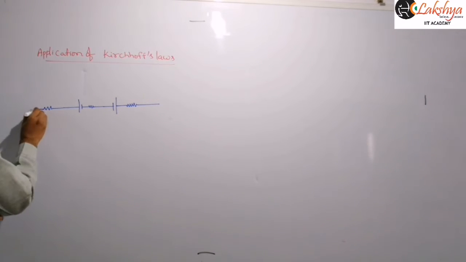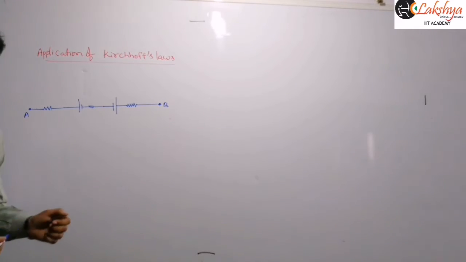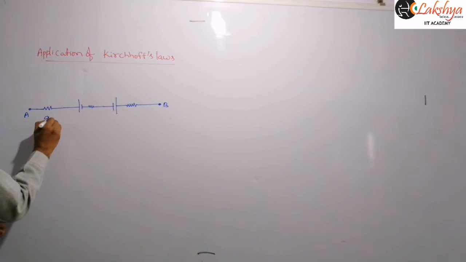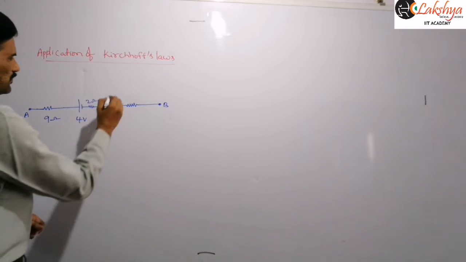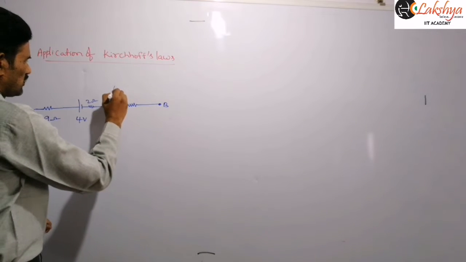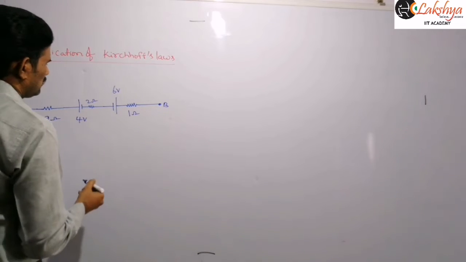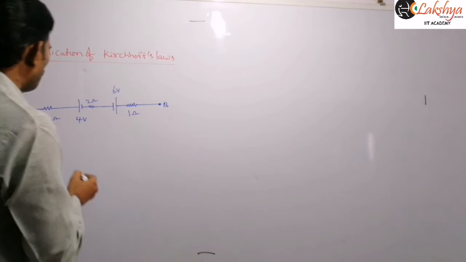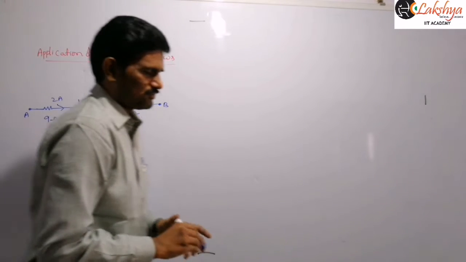Only a branch of a circuit will be given like this. This is A and B. Now they will ask to find the potential difference between A and B. Suppose this is 9 ohms, and this is 4 volts, 2 ohm, and this is say 6 volts, 1 ohm. We need to find the potential difference between A and B when the current flowing in the circuit is say 2 amperes. So write that problem.